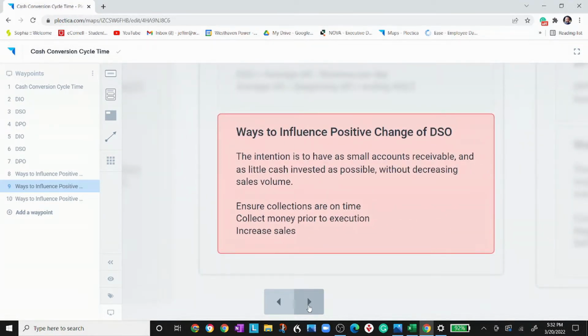Ways to influence days sales outstanding. The intention is to have a small accounts receivable and as little cash invested as possible without decreasing sales volume. You can ensure all collections are on time or early. You can collect money prior to execution or increase sales. That all influences days sales outstanding to decrease.